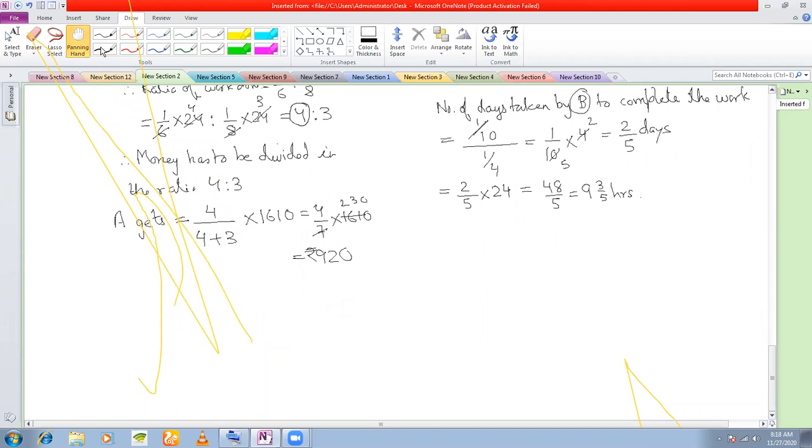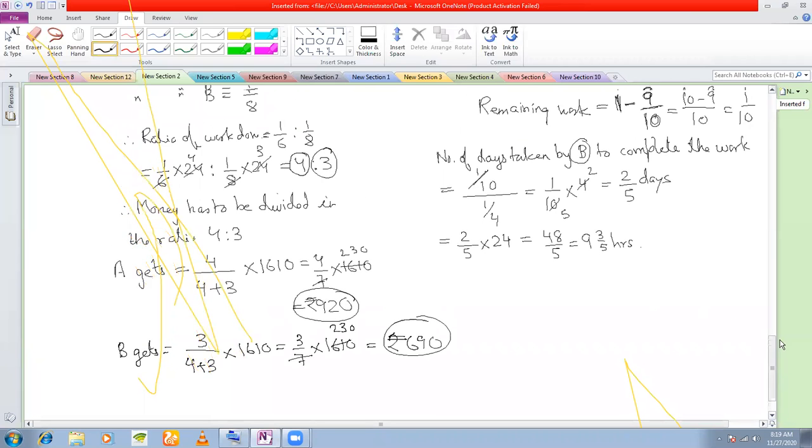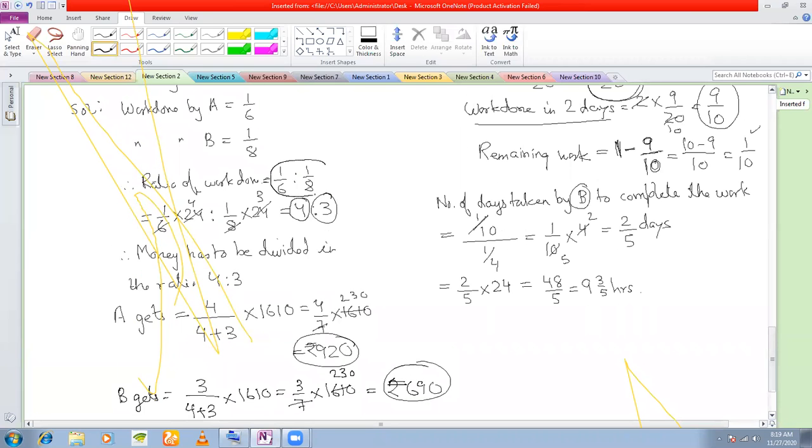And how much does B get? B is getting 3 parts out of 7. This is what B will get: 3 by 7 into 1610. B gets 690. So A gets 920 rupees, B gets 690 rupees. What you must see here is that the ratio in which we are dividing the money is 1 by 6 is to 1 by 8, which is the ratio of the work done by A and B. This is the important thing that you must remember.